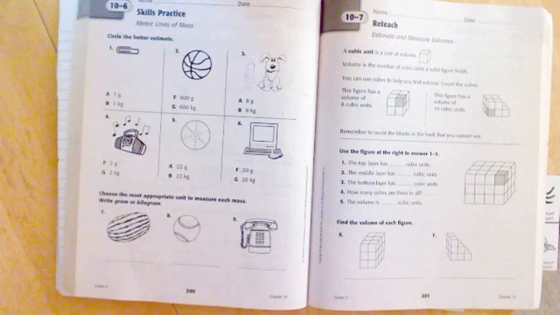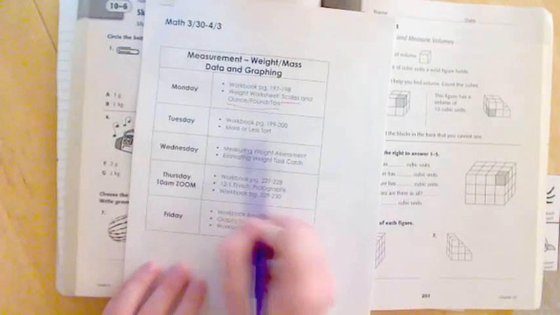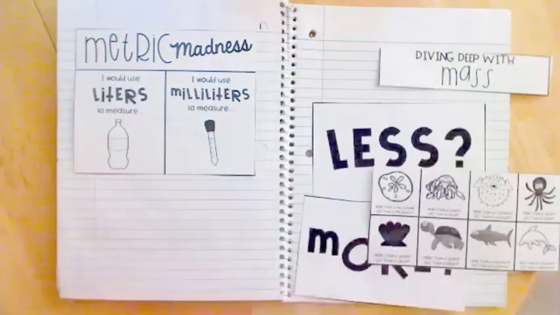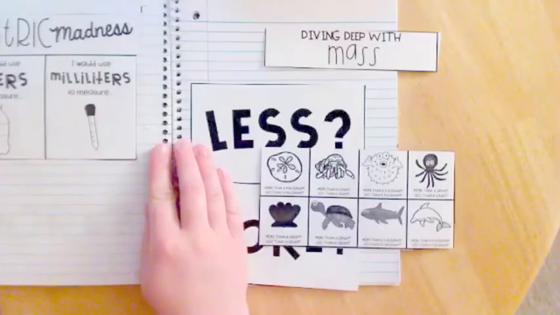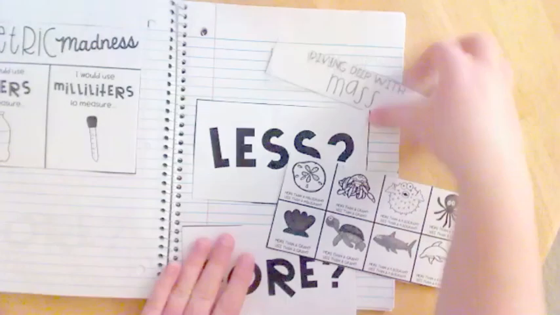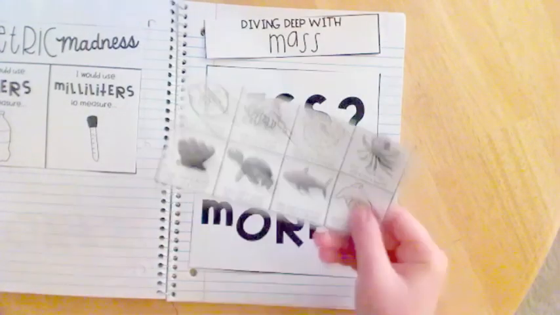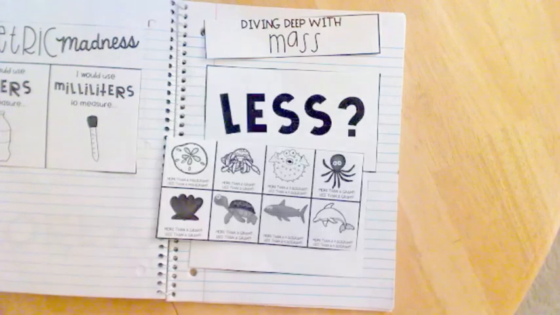Okay, the next thing you're going to do is in your packet, we're going to do a more or less sort. We've done one of these before. So you're going to go ahead and pull that out of your packet and get out your spiral notebook. Open to the next clean page, and here we are. So we've got diving deep with mass, you've got a less, a more, and you've got all of these little sheets.